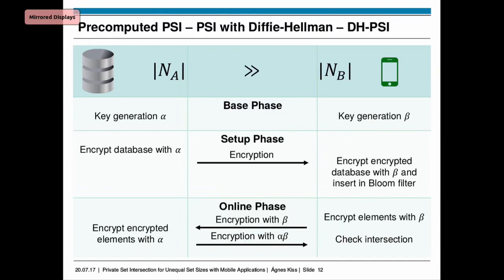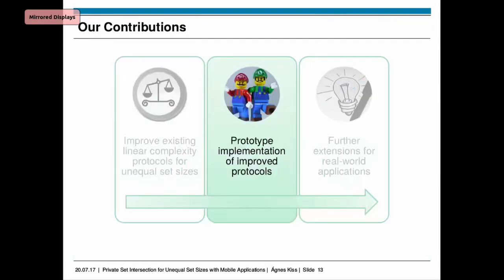In the online phase, the client will encrypt his element, send it to the server, who also encrypts it with his key, and then sends it back. And so the client can check if the element is in the intersection in the same way as before.